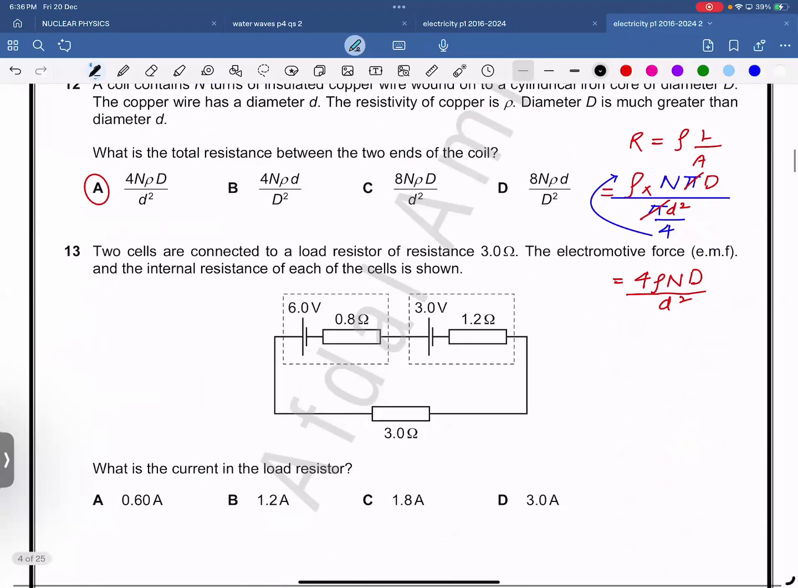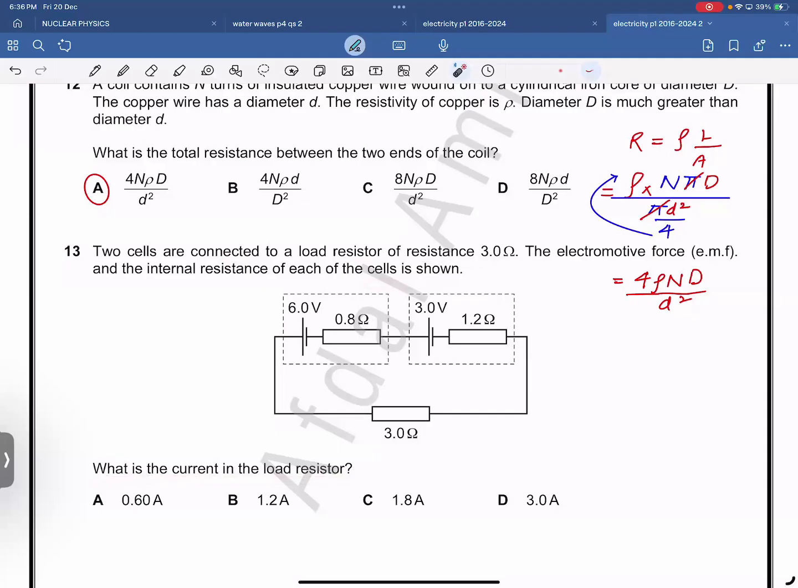Okay, question 13, my dear students. Two cells are connected to a load resistor of resistance 3 ohms. EMF and internal resistances are shown. Calculate the current in the load resistor.